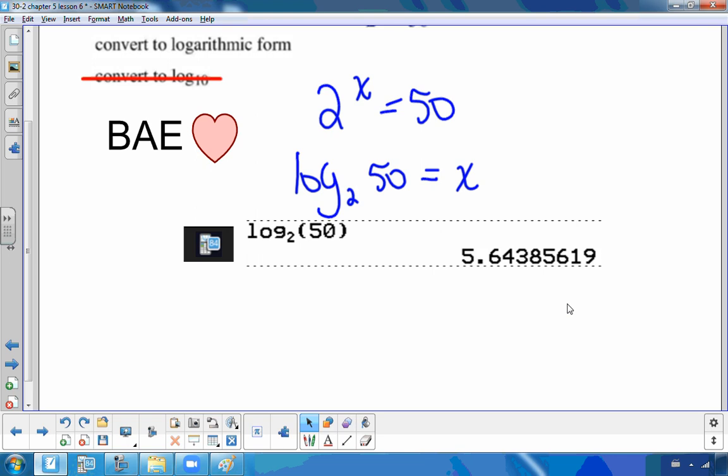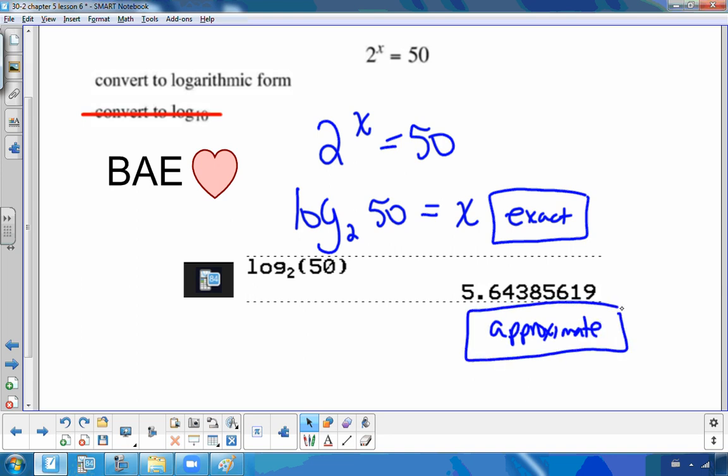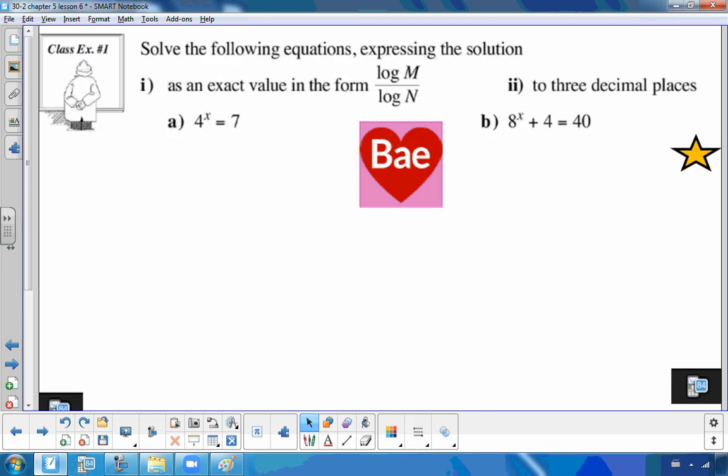So my guess of 5.7 was pretty close. This would be my exact answer, exact value, no decimals. This would be my approximate answer. I say approximate because that decimal keeps going. It's a non-ending, non-repeating number. So that's why it's an approximate, because we are rounding it. So let's use this idea of BAE to solve other equations, and that's what I want in exact form. So if I have 4 to the x equals 7, let's use BAE.